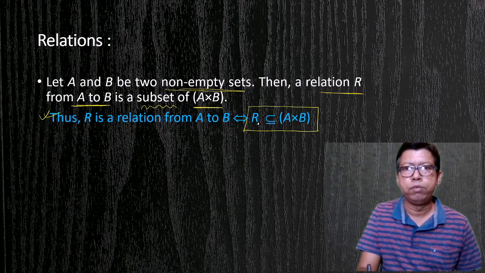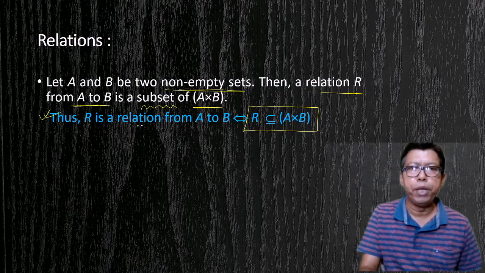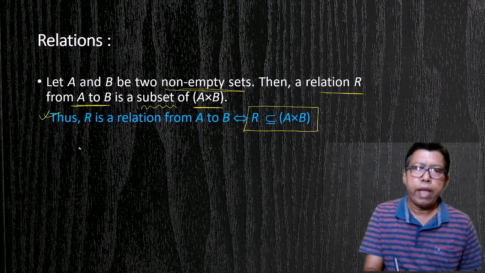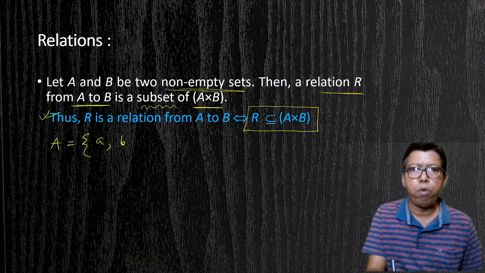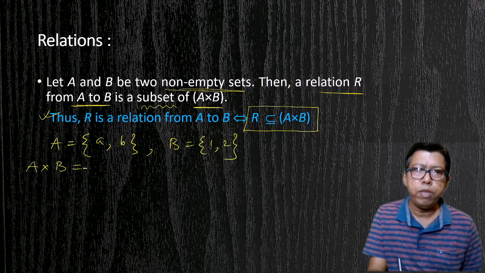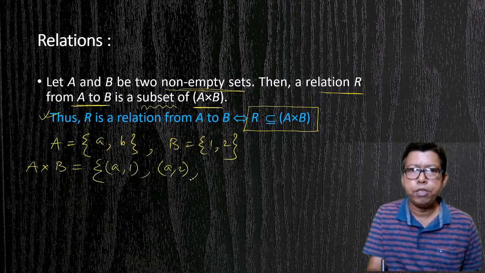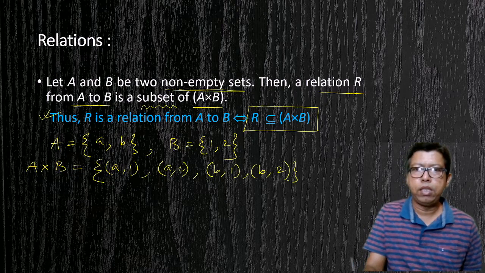Don't understand capital R as the set of real numbers, because this is actually the relation from set A to set B. So this relation is a subset of the Cartesian product A cross B. Now as earlier, you have taken set A containing the elements a and b, and set B containing the elements 1, 2. So what will be the elements of A cross B? Obviously there are 4 elements: (a,1), (a,2), next (b,1), and finally (b,2). So these are the 4 elements.